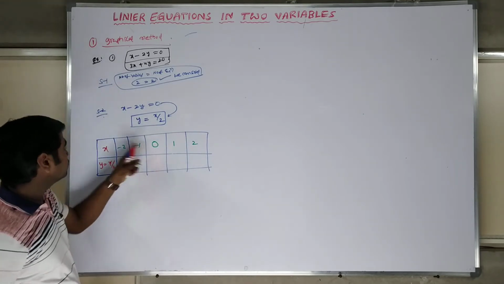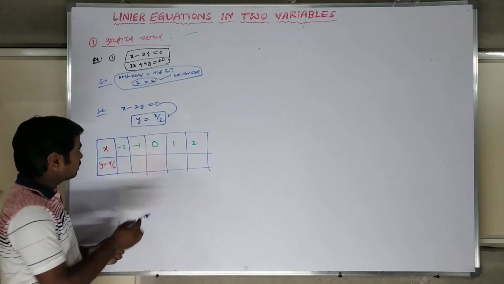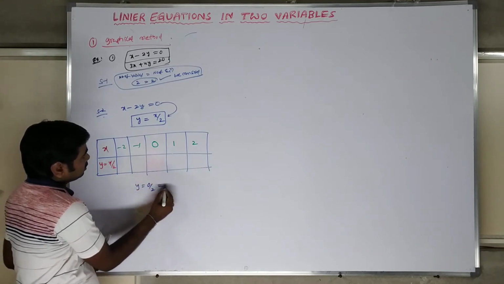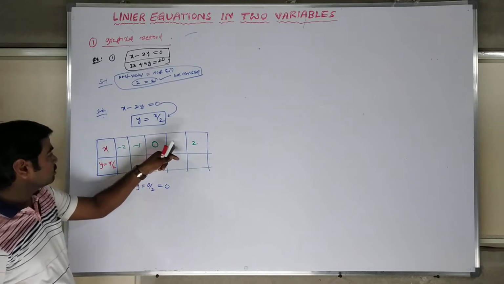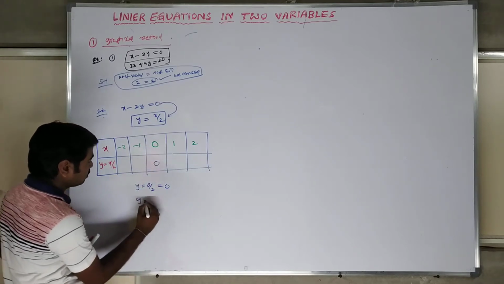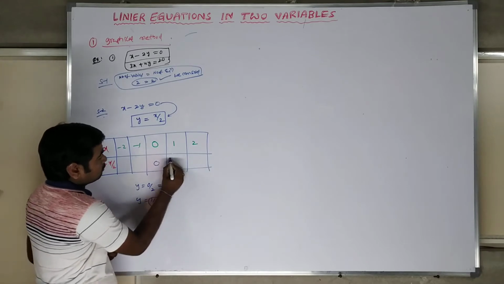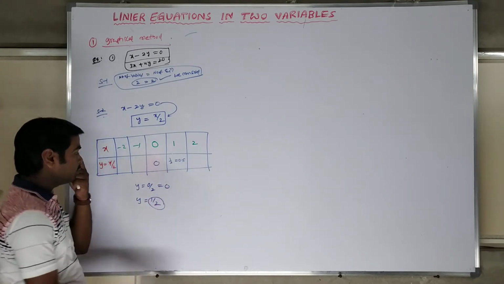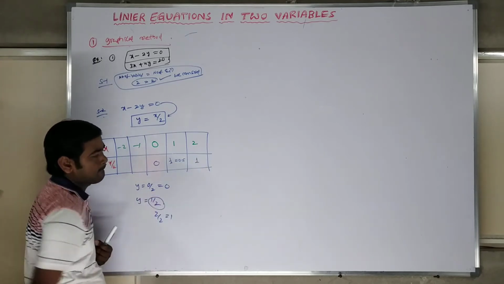When you are substituting x is equal to 0, y is equal to 0 by 2. The answer is 0. Next, substitute x is equal to 1, then y is equal to 1 by 2. So the answer is 1 by 2, nothing but 0.5. When you are substituting 2, it is 2 by 2, which is equal to 1. The answer is 1.